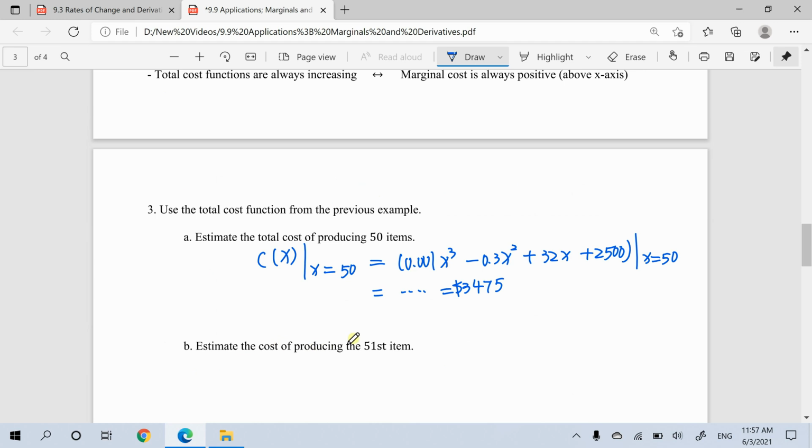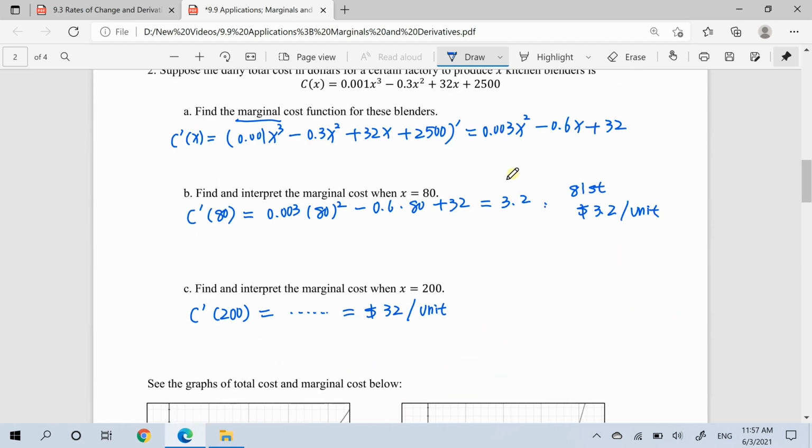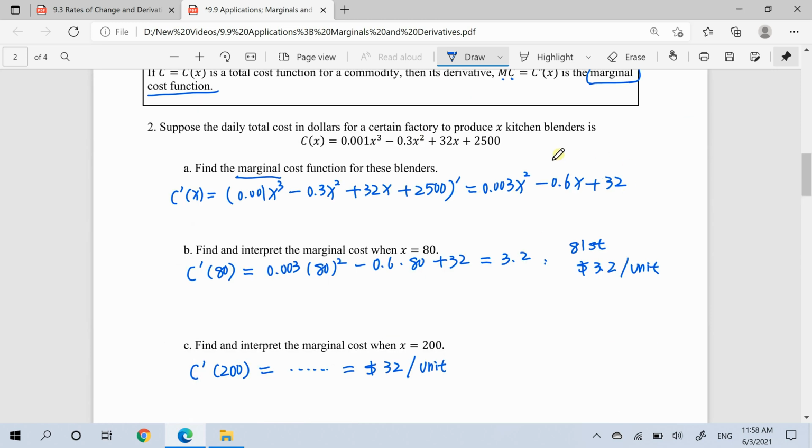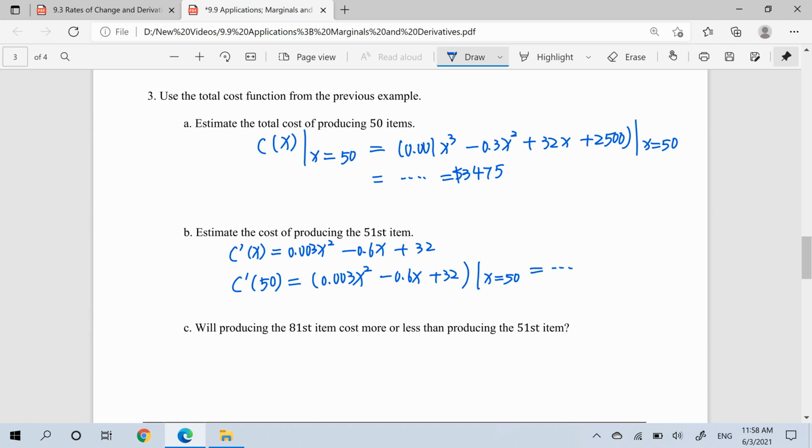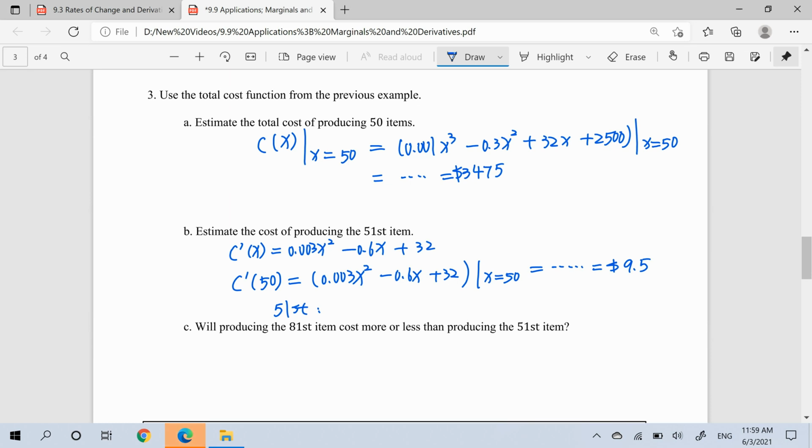Next question: for the cost of producing the 51st item, we get the derivative. Now we go back and copy this marginal cost function. Let me write it down here. When we have 50 units, what's the marginal cost? We get $9.50. Then when we produce one more unit from 50, so we have the 51st unit, the cost will increase around $9.50. So that's the cost per unit.